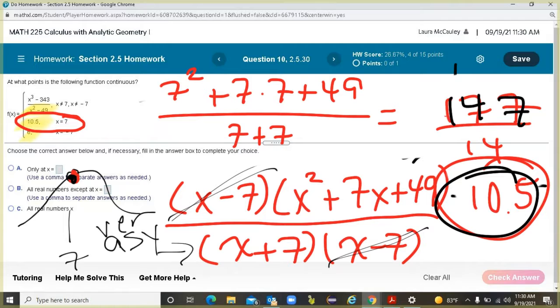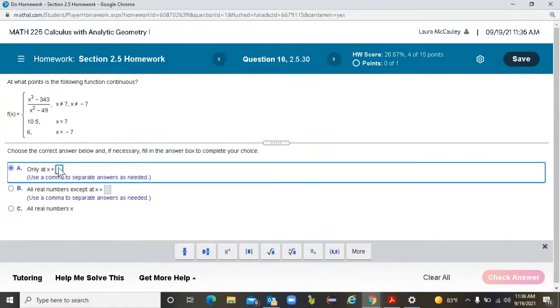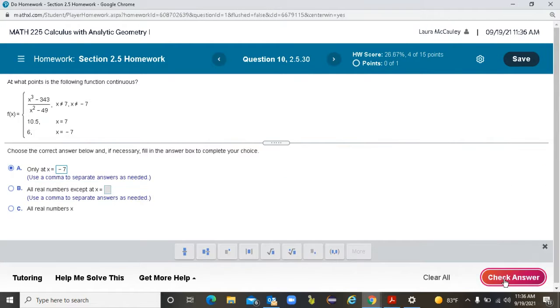So that hole is plugged. However, the negative 7 is no good. So we're going to say negative 7 is the problem here, because you can't plug an asymptote.